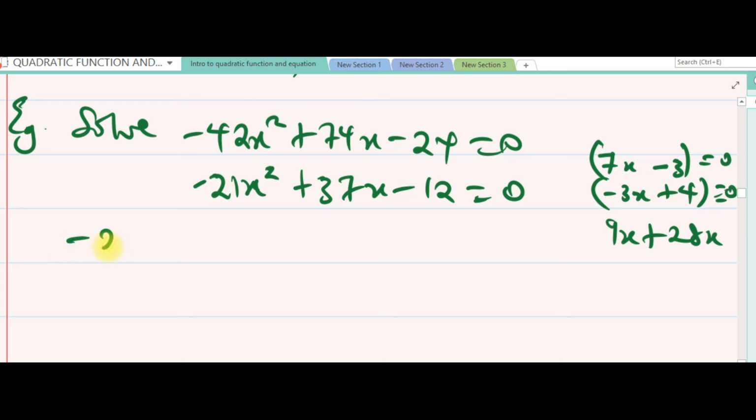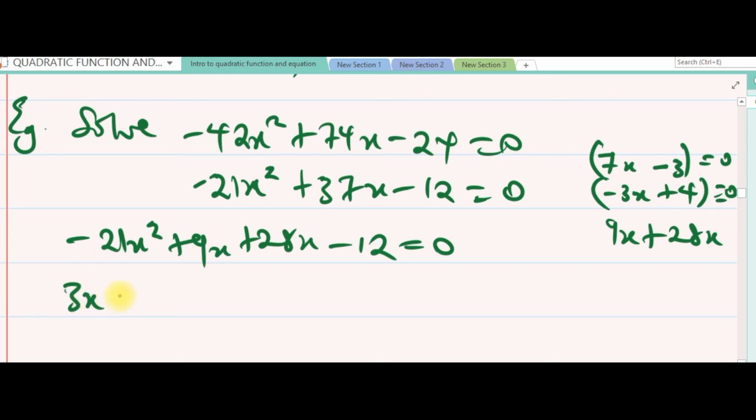Instead of writing 37x, I'll write 9x and 28x. The sum gives us 37x. So we now factor by grouping. We factor the first two and the last two. So 9 and this, I think 3x. What is here is minus 7x. And finally, what is here is minus 3. Okay, this is plus. It should be plus 3.